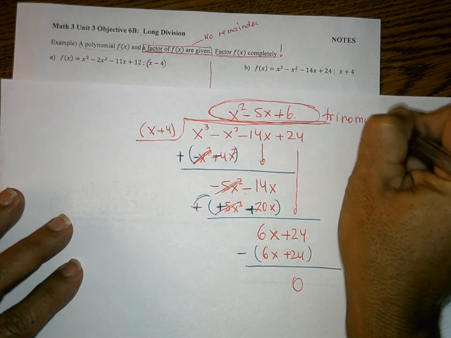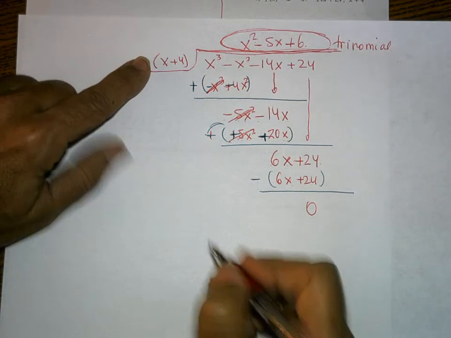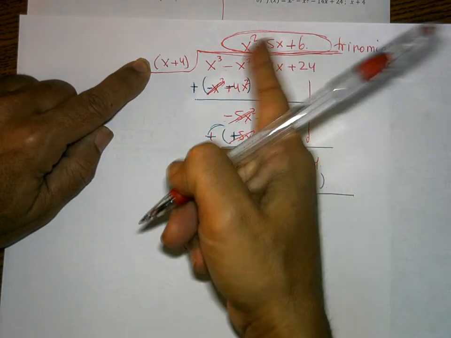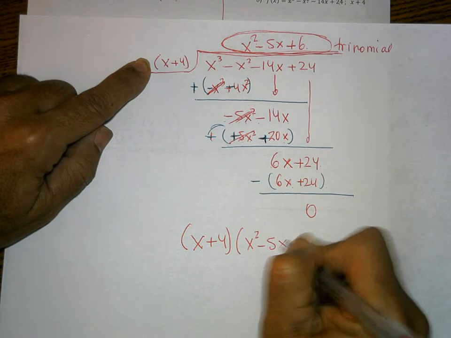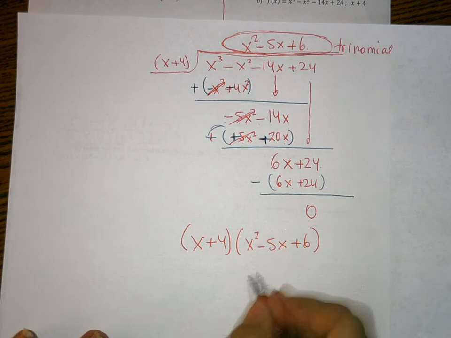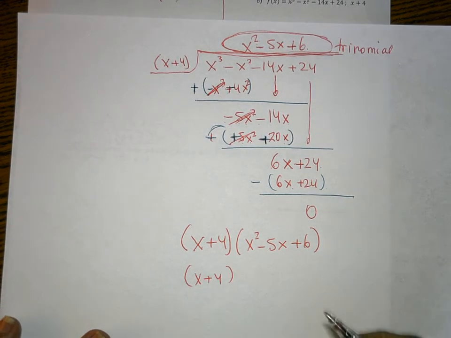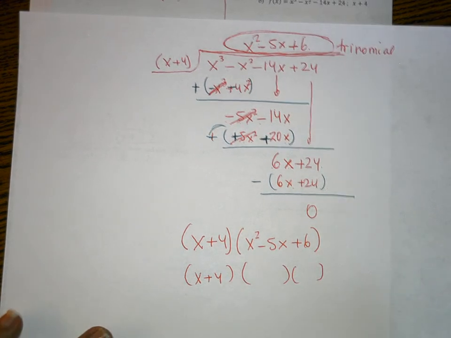Trinomial. Okay? I want to factor that one more time. So I have my original factor of x plus 4. I'm going to grab my quotient, x squared minus 5x plus 6, and I'm going to factor one more time. I have my original factor. Can't forget the original factor. And I'm going to factor this trinomial into two smaller factors.